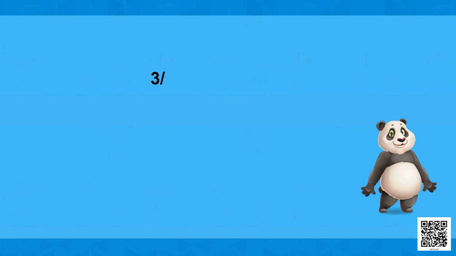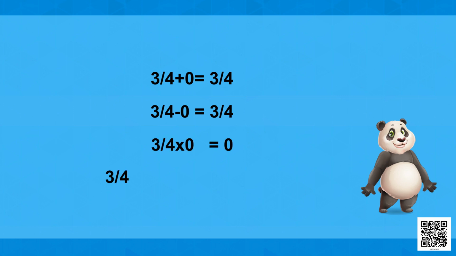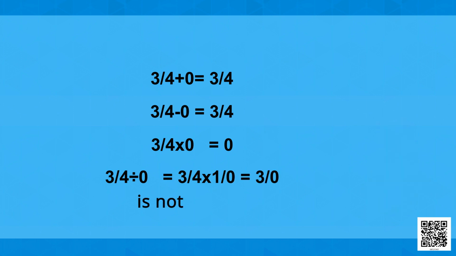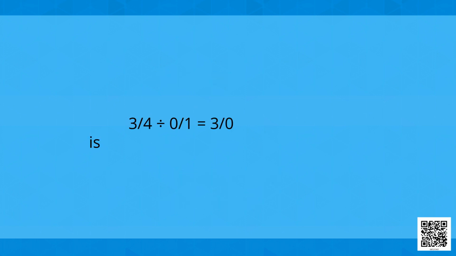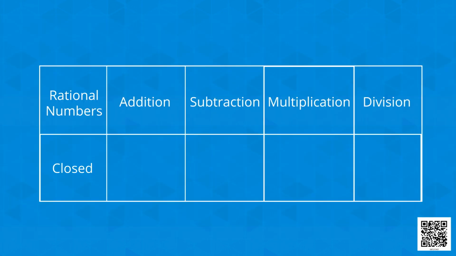On adding these 2 numbers, he got 3/4. On subtracting, 3/4. On multiplying, 0. But on division, he faced a problem. Division by 0 is not possible. This means on dividing these 2 rational numbers, the answer is not a rational number. So what is the inference or result that we can derive from this?